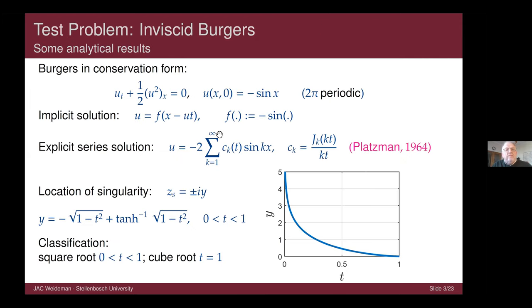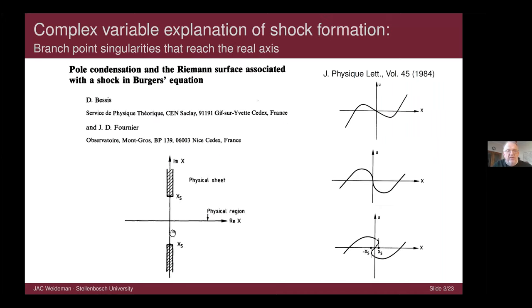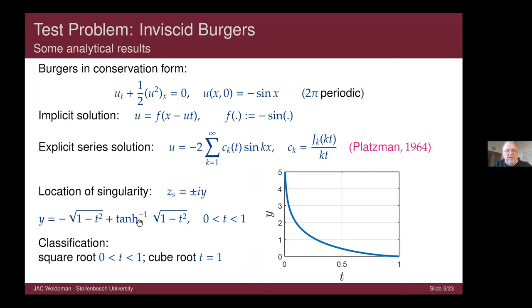Here are some formulas that I'll be quoting for this particular problem before we go on to more difficult problems. I've mentioned the implicit solution formula. There's an explicit solution in terms of a Fourier series. We won't use that because it's too special. We'll just compute Fourier series numerically, as we'll explain. For the location of the singularity, these branch points as they travel on the imaginary axis, we have an explicit formula that's given here, which just comes from a singularity analysis of the implicit solution formula. And the graph of that is right here.